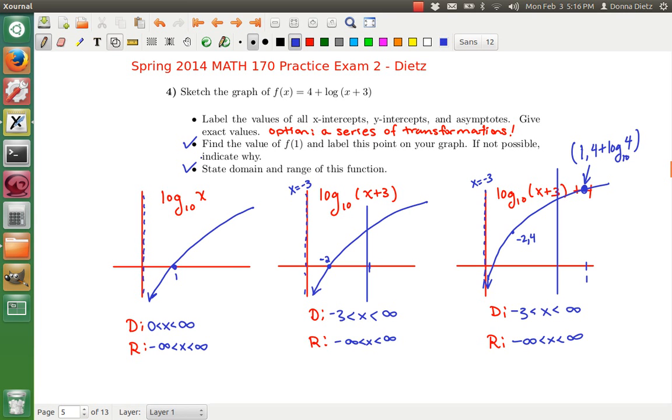Label the values of all x-intercepts and y-intercepts. Okay, so this guy we need to label as 0, 4 plus log base 10 of 3. And that's the only intercept, because this is the y-axis over here. And we have our asymptotes. Yep, there's only one asymptote. There we go. Okay, that's it.